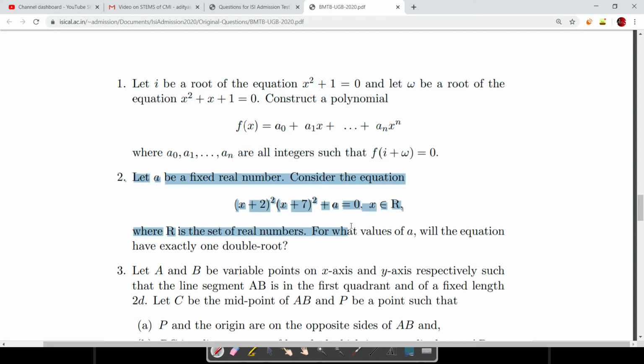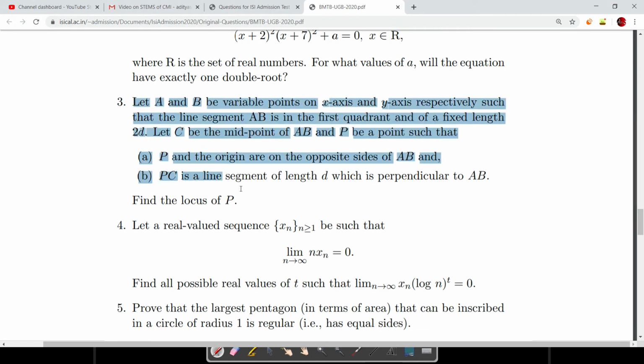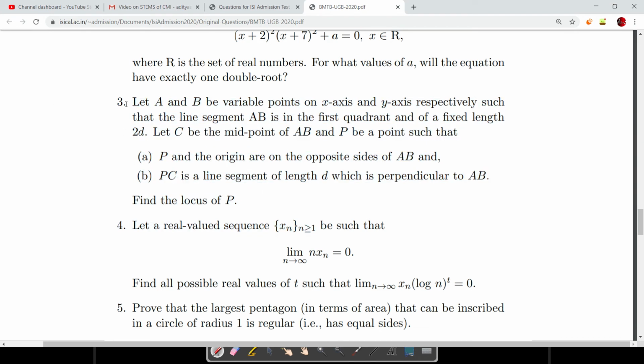The second question was nice enough. Using the concept of double root, you can just find out the answer is minus 2.5 whole to the power 4. The third one was a bit tricky, and dubious as well. So anyways, this was a good question.